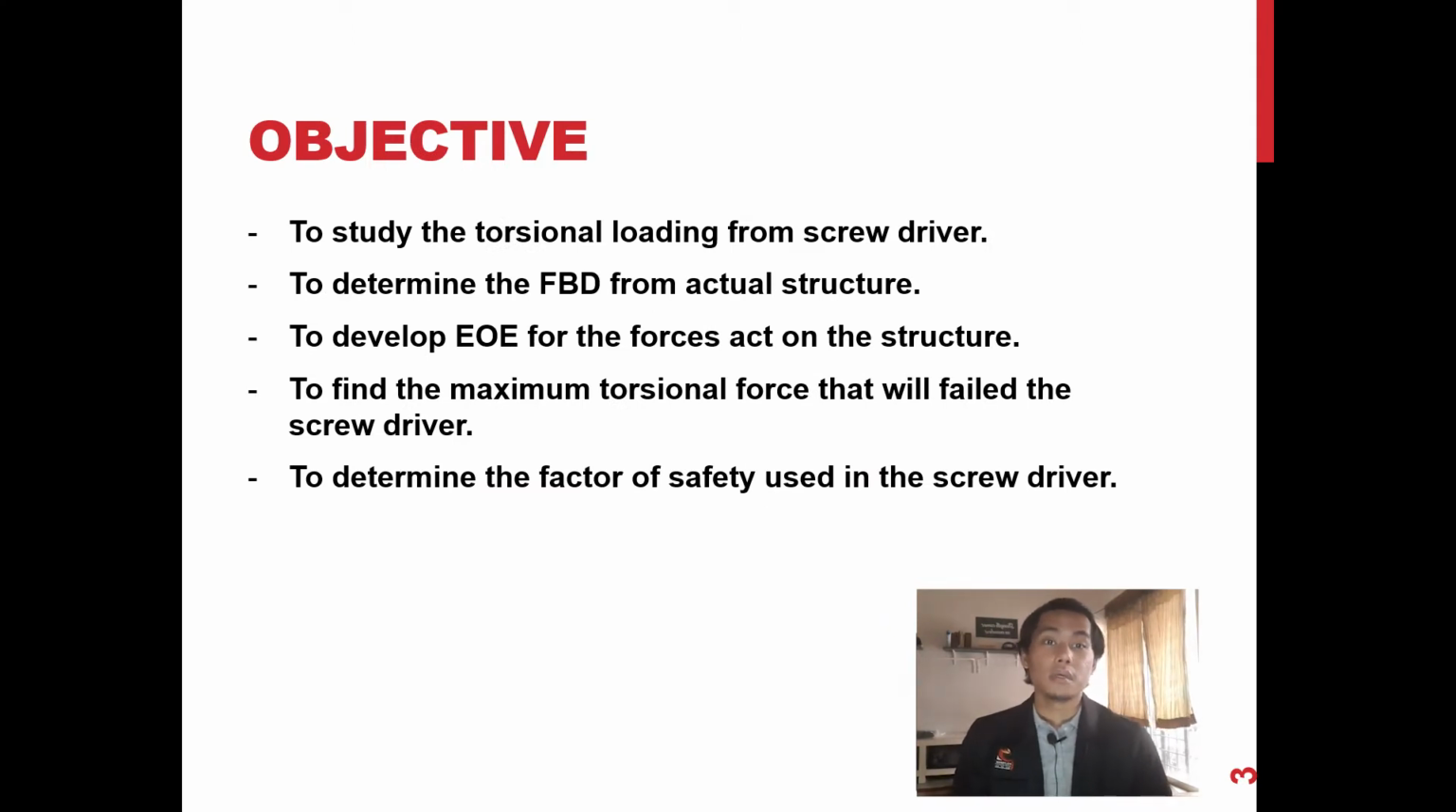Now, the purpose we are doing the project is to study the torsional loading from the screwdriver, and then to determine the free body diagram from the actual structure, to develop EOE for the force acting on the structure, then to find the maximum torsional force that will fail the screwdriver, and lastly to determine the factor of safety in the screwdriver.